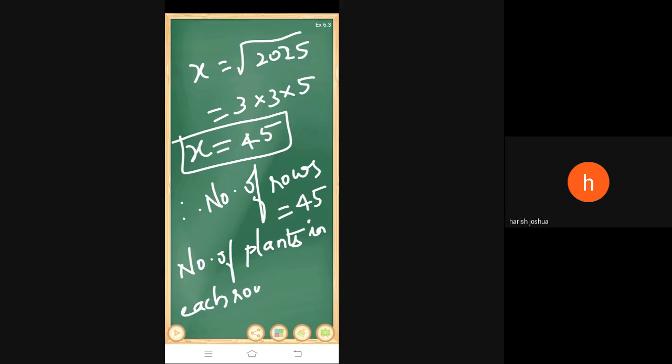In one row, how many plants? 45, because both are equal. Because we have assumed both as x. So the number of rows is 45, and the number of plants in each row is 45. Any doubt?